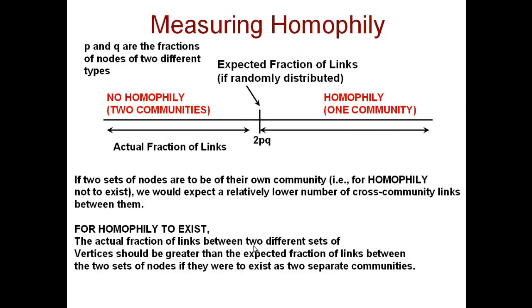So this is the scale that we have to use. If P and Q are the fractions of two different types of nodes, then 2PQ is the expected fraction of the links, if the links are to be randomly distributed without taking into consideration the types of the nodes. And if the actual fraction of the links in the network is less than 2PQ, then the two sets of nodes are considered to exist separately as two separate communities. There's no homophily. On the other hand, if the actual fraction of the links is greater than or equal to 2PQ, they exist as one single community. That means we see it as homophily.